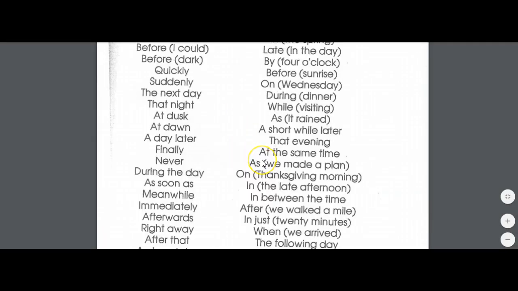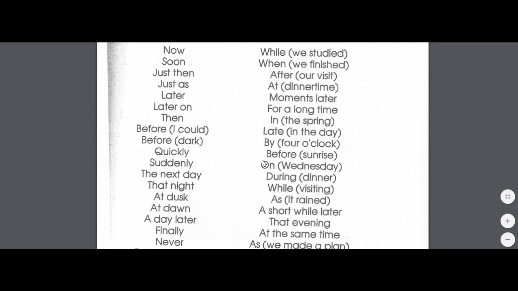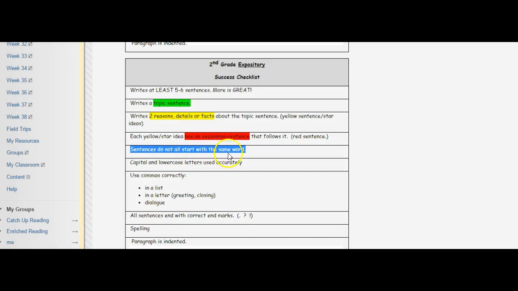We also want to look at our transitions. Is there somewhere where you could add a first, a second, a third, a finally? Or if you have already gotten really good at using those transitions, could you move into adding times of day or suddenly, quickly, the next day, that night, at dusk, at dawn, after, at, all of these transitions. So go ahead and look and see if you can add some of those. So if you can have 1 or 2 transitions in there, that's going to be great.